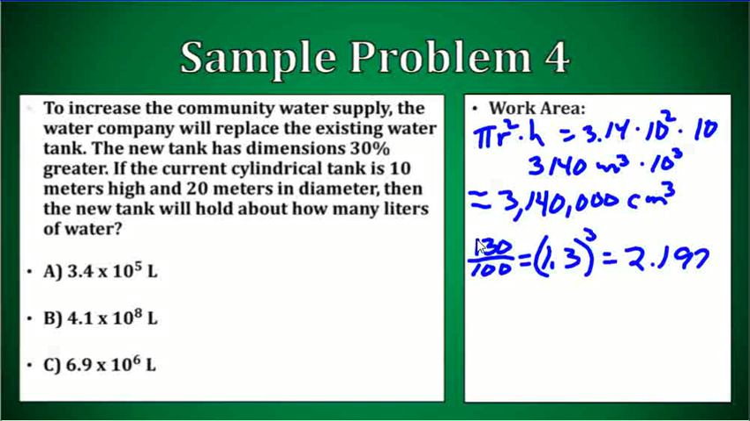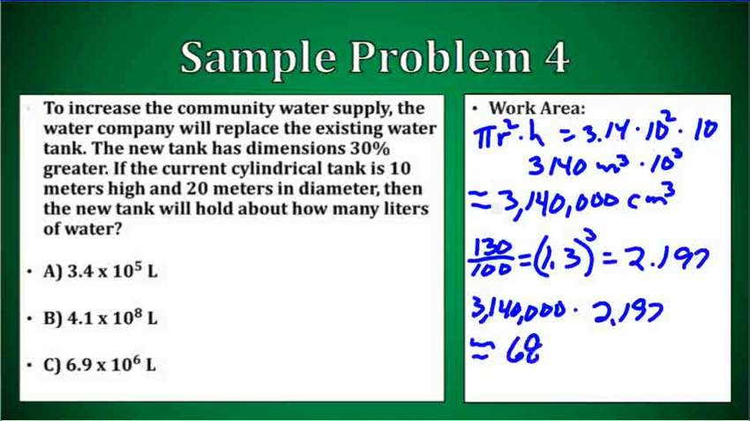And if I take my 3,140,000 times 2.197, we would get an answer of 6,898,580, and this would be cubic centimeters.